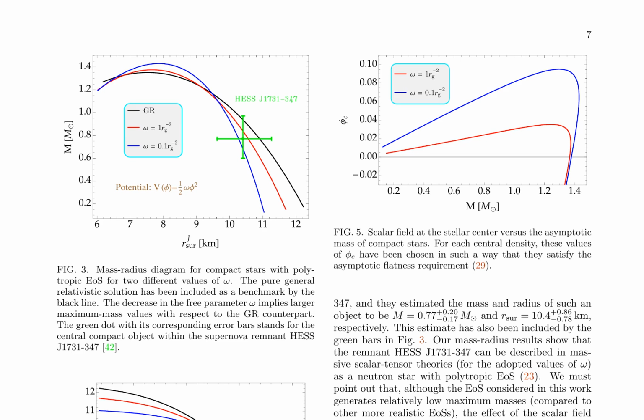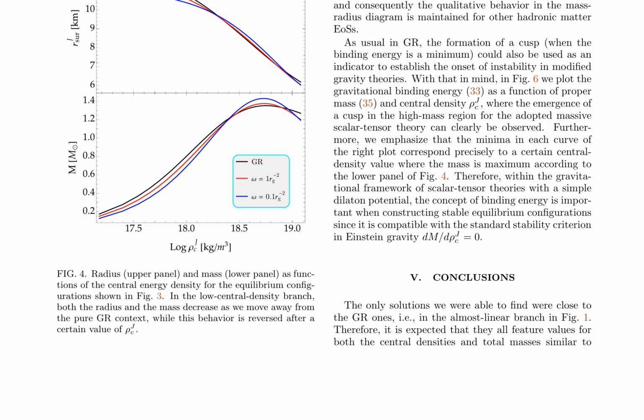The scalar field at the stellar center is plotted against the asymptotic mass, with values chosen to satisfy the asymptotic flatness requirement. The gravitational binding energy is analyzed as a function of proper mass and central density, exhibiting a cusp in the high mass region for the adopted massive scalar tensor theory. The minima in each curve correspond to a certain central density value where the mass is maximum, highlighting the importance of binding energy in constructing stable equilibrium configurations.